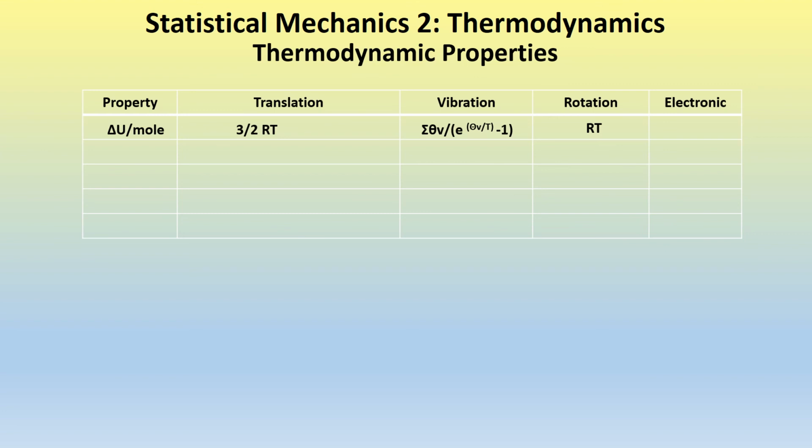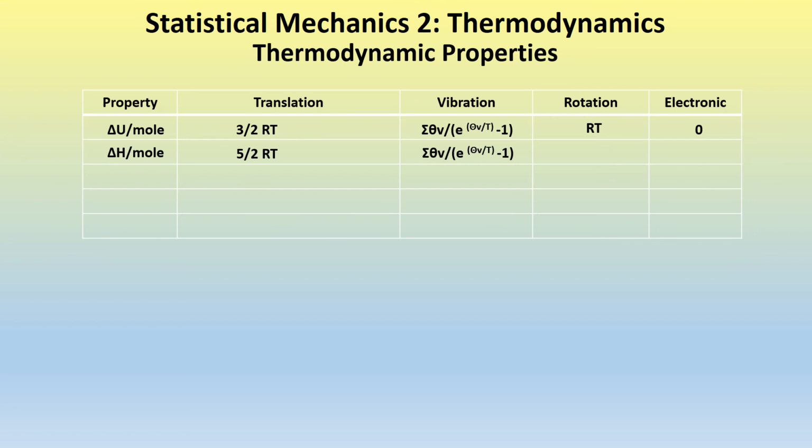For the enthalpy, the translational portion of the enthalpy contributes 5/2 RT. The vibrational portion contributes the identical sum of theta sub V over e to the theta sub V over T minus 1. The rotational part of the delta H is again RT, and the electronic contribution is again 0.